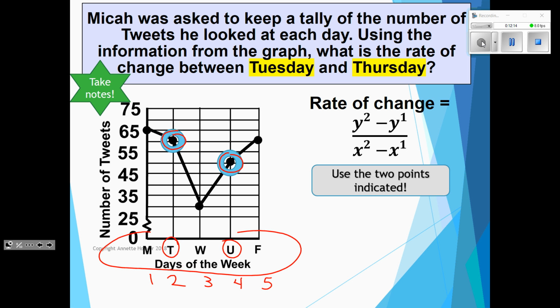So if you look at this ordered pair right here, the x would be 2, and then the y would be halfway between 55 and 65, which is 60. So the ordered pair is (2, 60). On this ordered pair here, it's on Thursday, we're going to call that 4, and it goes over to 50. So here are our 2 ordered pairs. So we're going to subtract the y's on the top, 60 minus 50. Then we're going to subtract on the bottom.